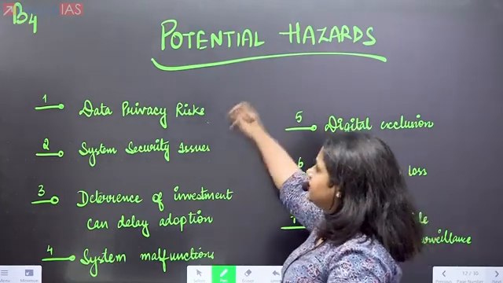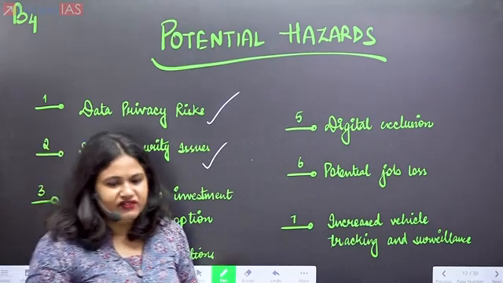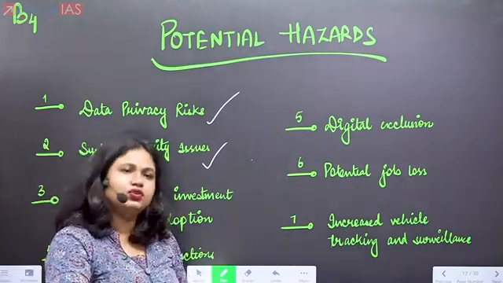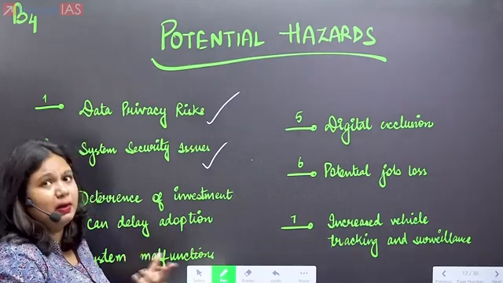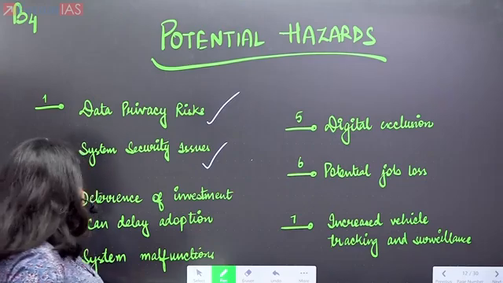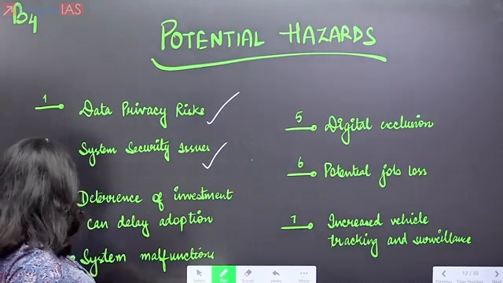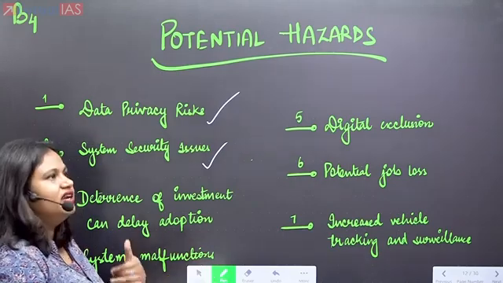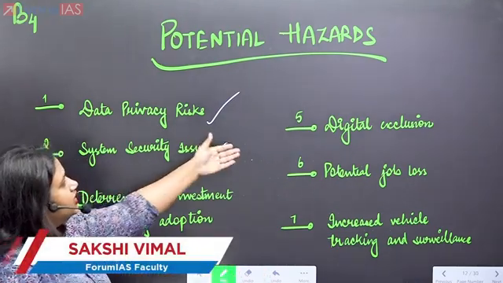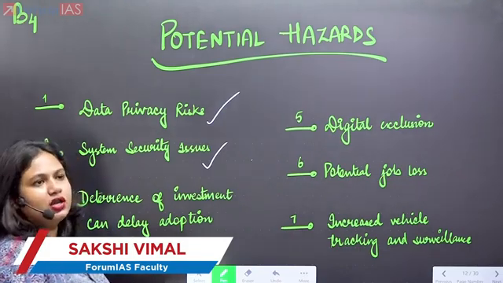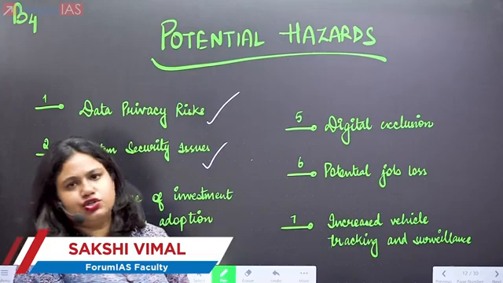Then potential hazards. Data privacy risks are there. System security issues: the entire system could be vulnerable to hacks. That sort of thing is there whenever you have anything that goes online, right? Any integration of technology, addition of electronics, or smart systems, they are always at risk for cyber attacks. Then deterrence of investment can delay adoption because it involves a lot of investment. It can mean slower adoption of the technology. There can be system malfunctions which can create further problems. If the entire system malfunctions, then of course we will have much larger congestion, a much larger problem of traffic at hand. Then there is also the issue of digital exclusion. Till the time there are some people who are lacking or are separated from the benefits of digitalization, that exclusion is going to be an issue.